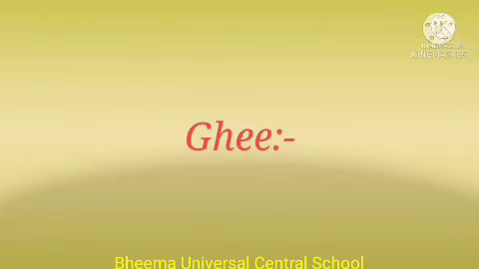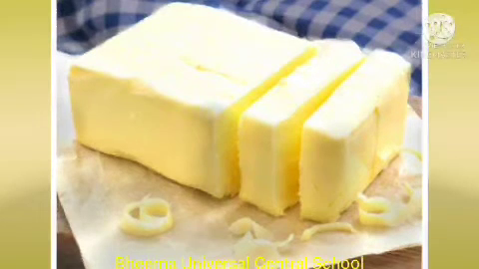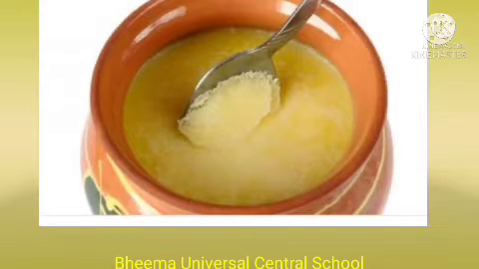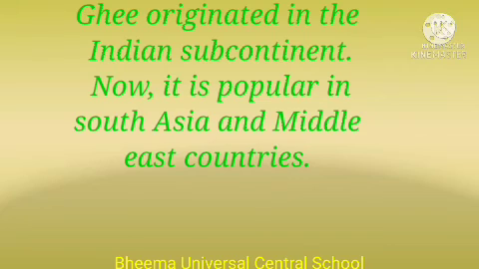Ghee. The word ghee comes from a Sanskrit word grith, which means clarified butter. Ghee is a form of butter which is made by melting butter at a certain temperature. The solid residue that is left is discarded and the liquid ghee is sieved and kept for use. Ghee originated in the Indian subcontinent.